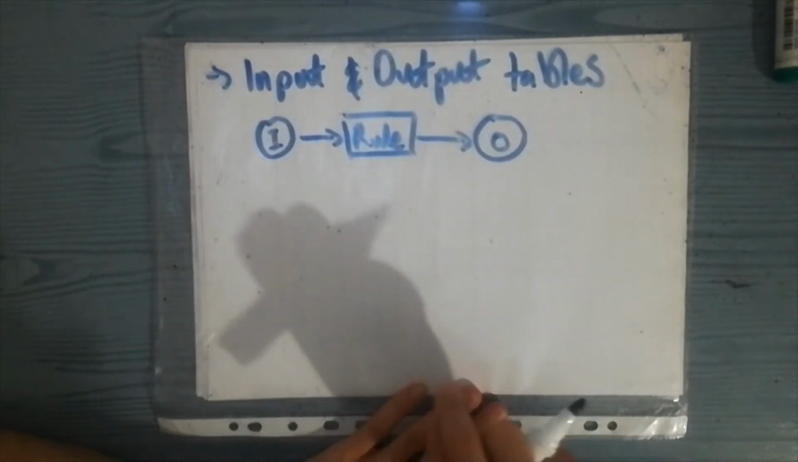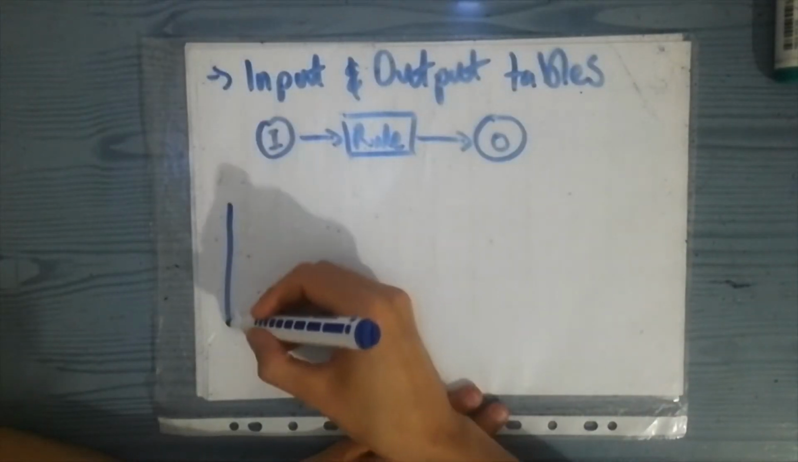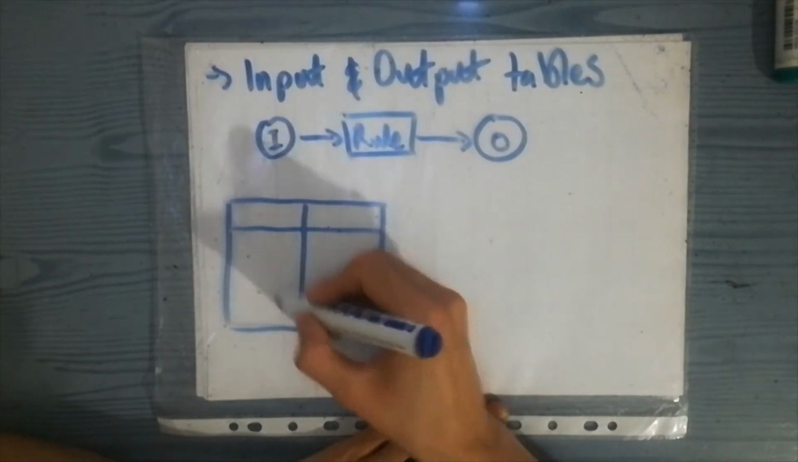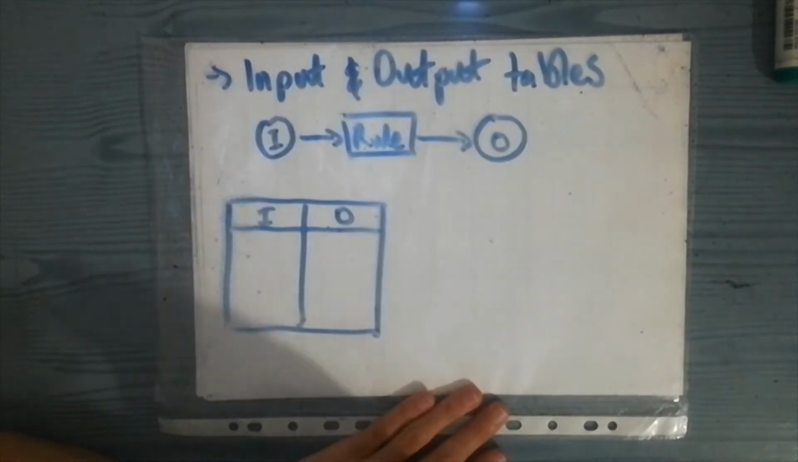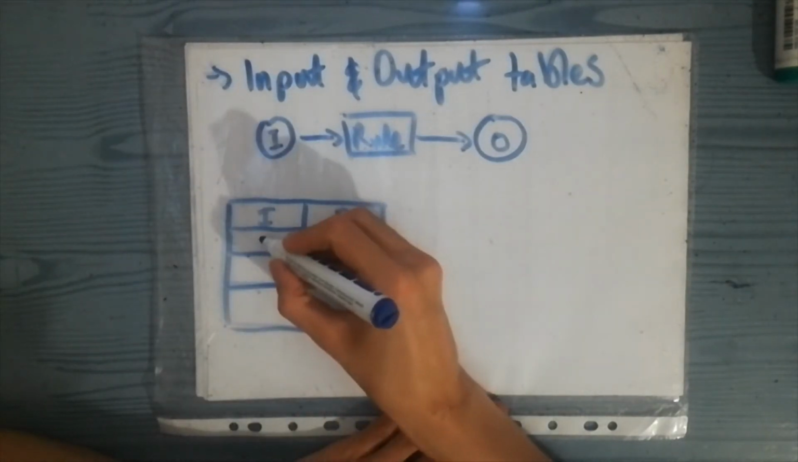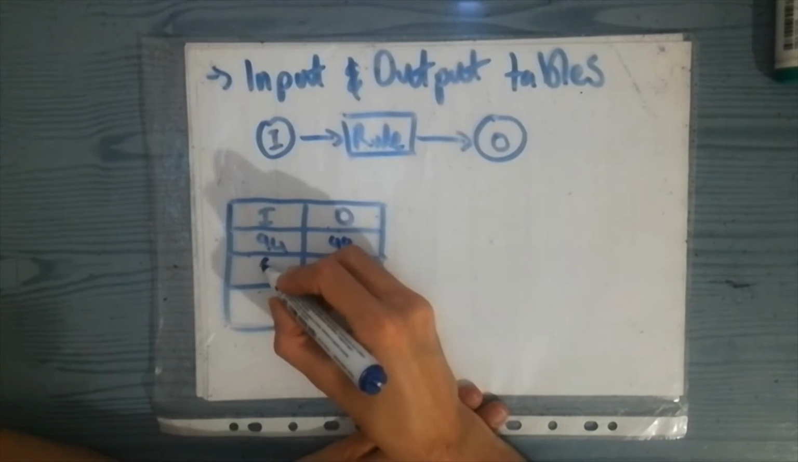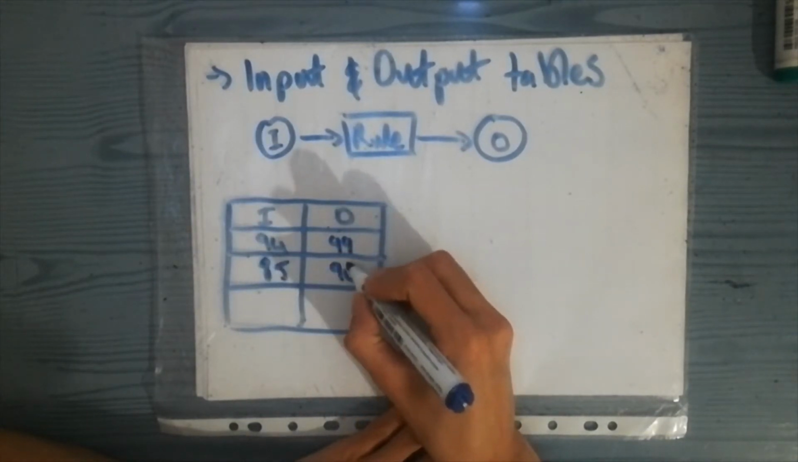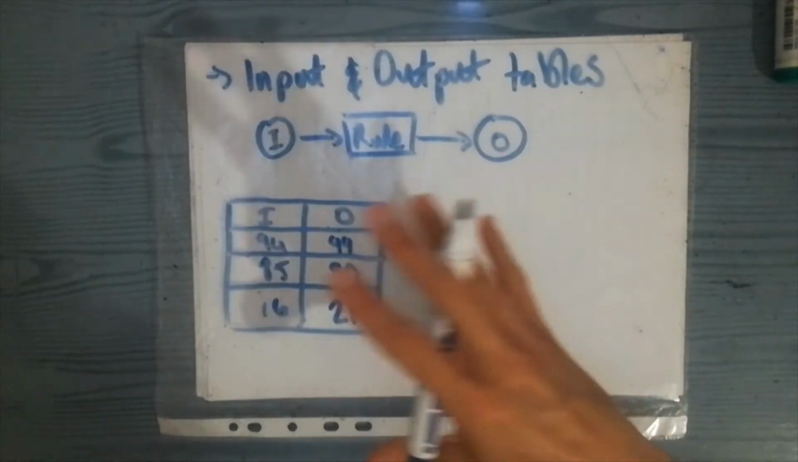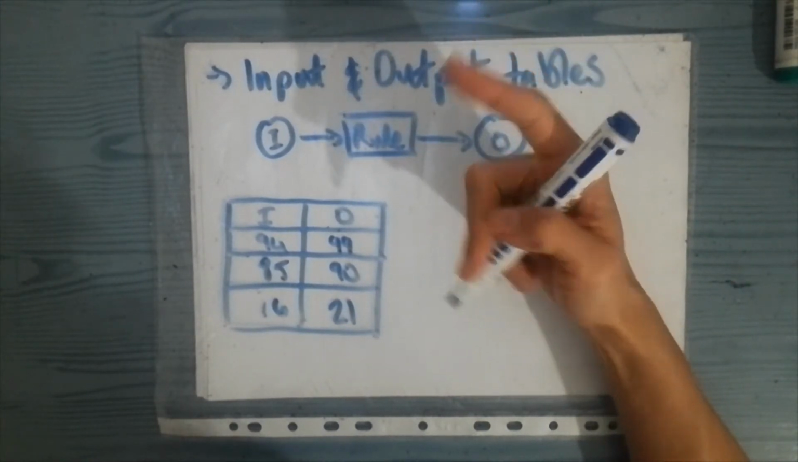Now, in these input and output tables, you will be given a table with input and output values. I'm going to write I and O. So let's say in this particular table, my input is 94, my output is 99. My input is 85, my output is 90. My input is 16, my output is 21. And these input and output tables represent one number machine.